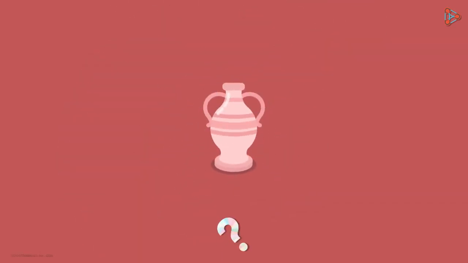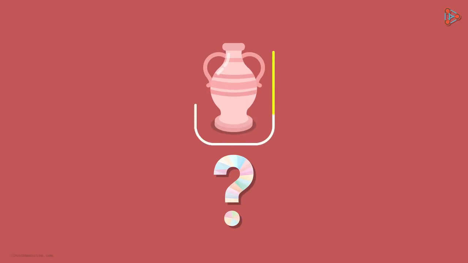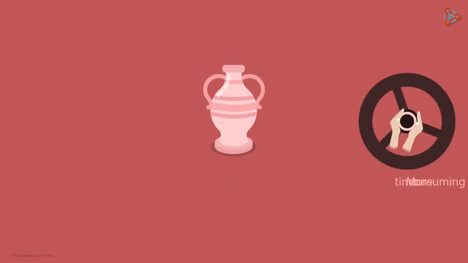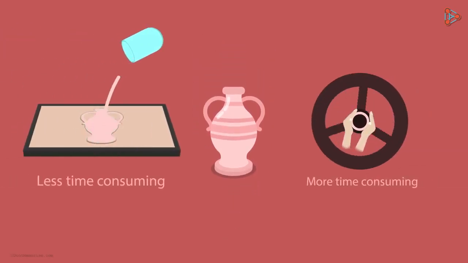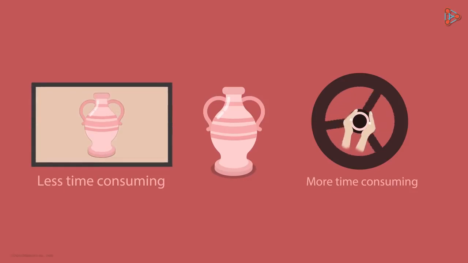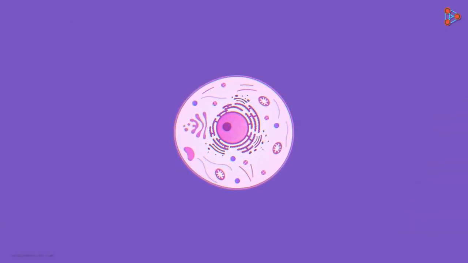Imagine we have a beautiful article with us. What if we want to make a copy of it? The best way would be to make use of a cast or a mold. Similar strategies are used by our cells.